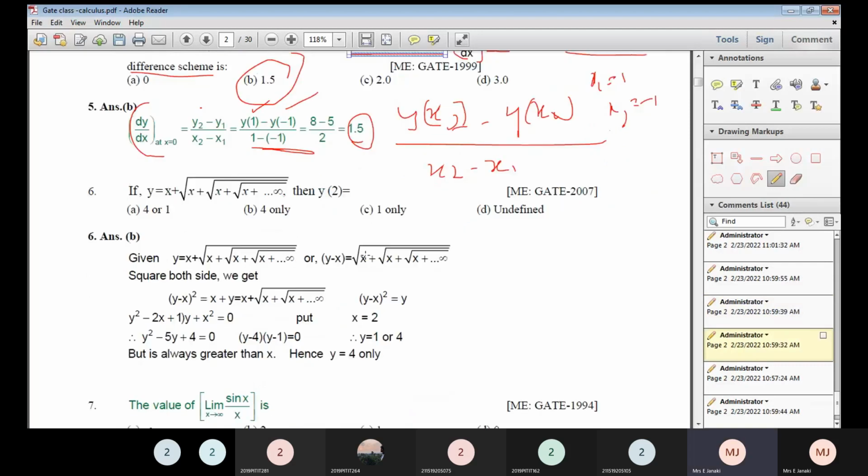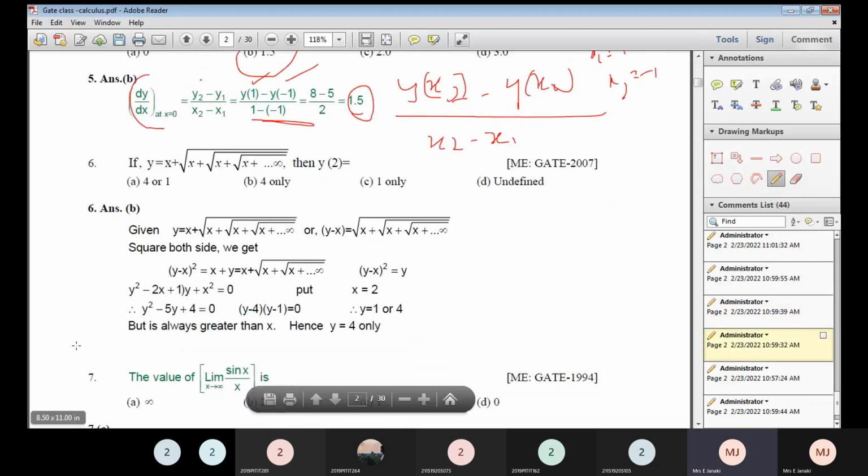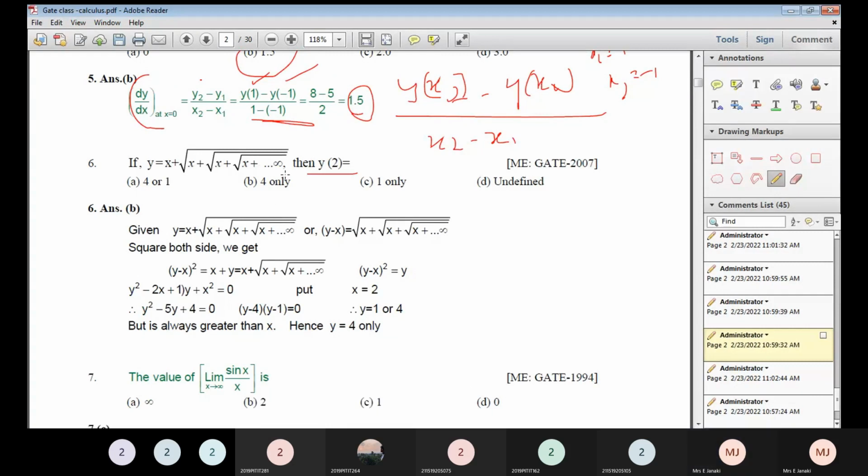Then next, see, this is a very repeated problem in GATE questions. Read the problem. If y is equal to x plus square root of x plus square root of x plus square root of x, and so on up to infinity, then we have to calculate the y of 2 value. So anyway, here clearly y is greater than x.